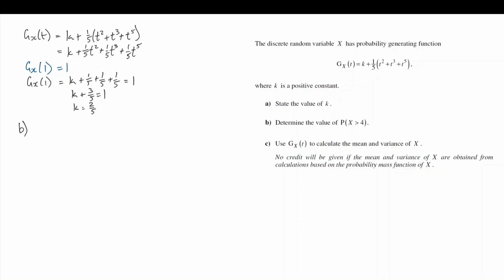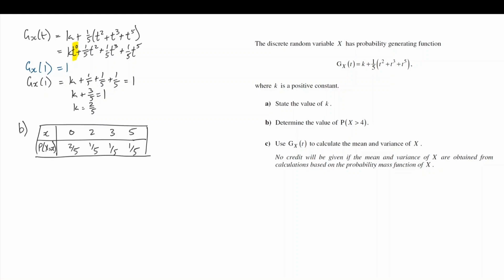Well, what t term is next to k? Really, it's t to the power of 0. And now this is going to help us to set up that probability distribution. So the possible values of x: 0, 2, 3, and 5, and the probabilities 2/5 and 1/5 down the line.